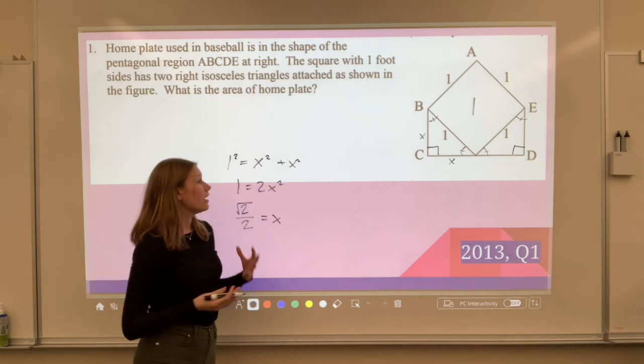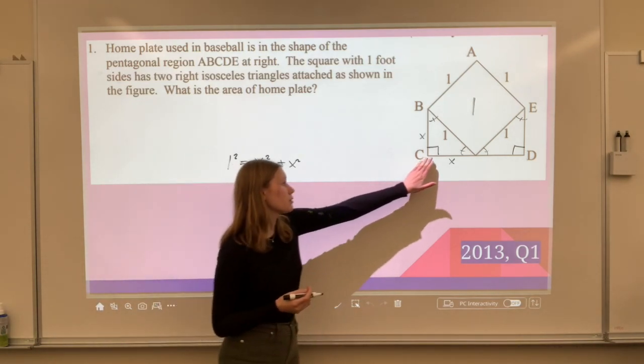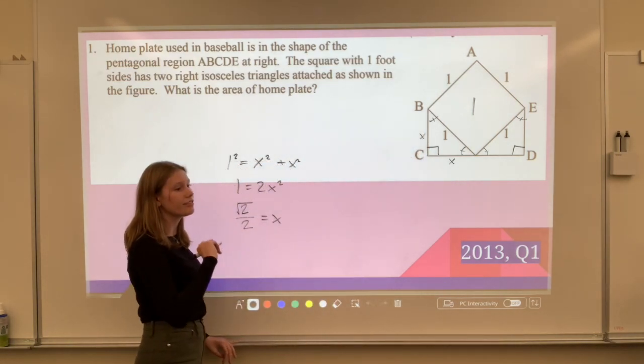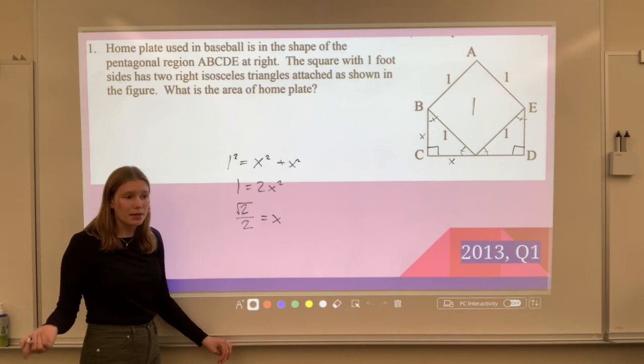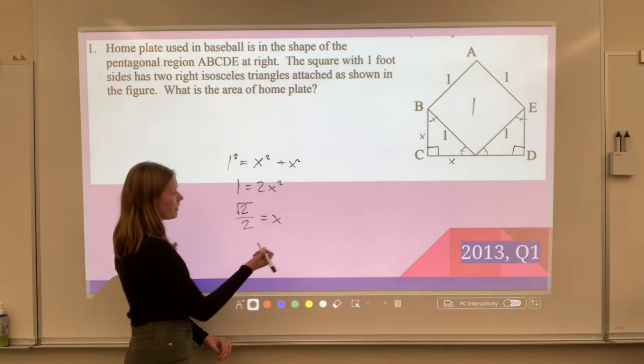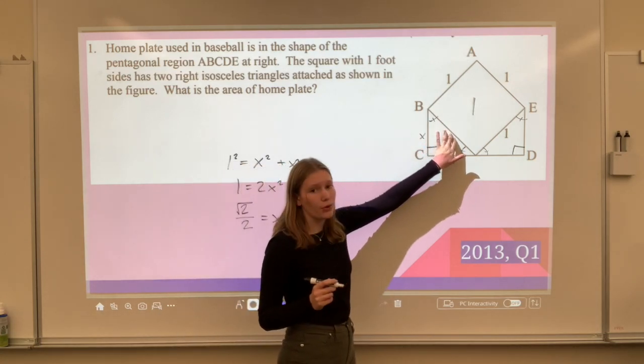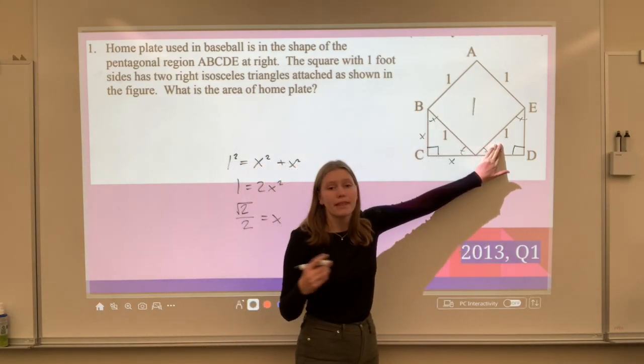From there, you multiply our base, square root of 2 over 2, times our height, square root of 2 over 2, and then divide by 2, which will end up getting you 1/4. So we know that one of these triangles is 1/4. Multiply that back by 2, it's going to be 1/2.